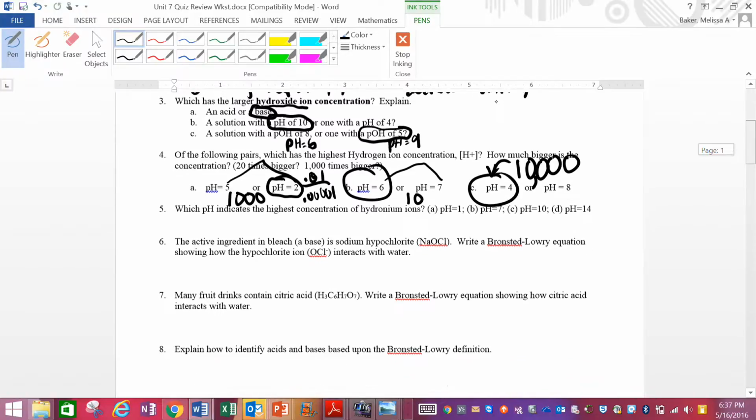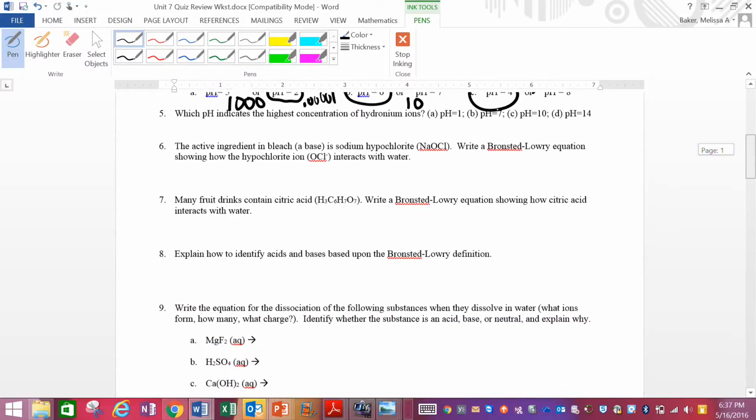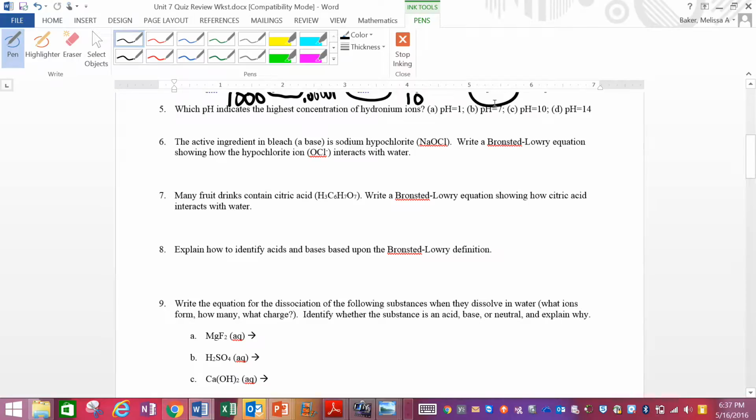Number 5, which pH indicates the highest concentration of hydronium ions? Means the same thing as hydrogen ions. So the answer is pH of 1, the one with the smallest pH.